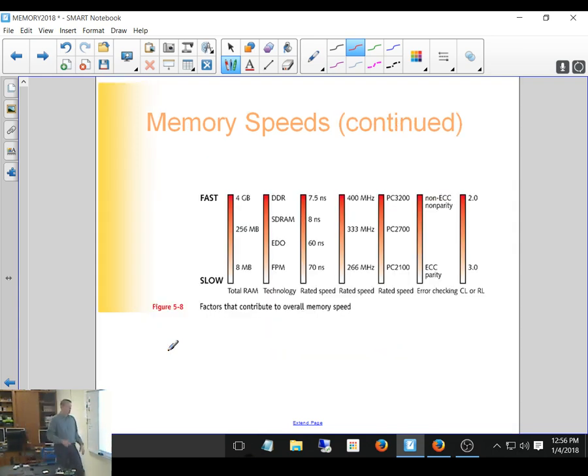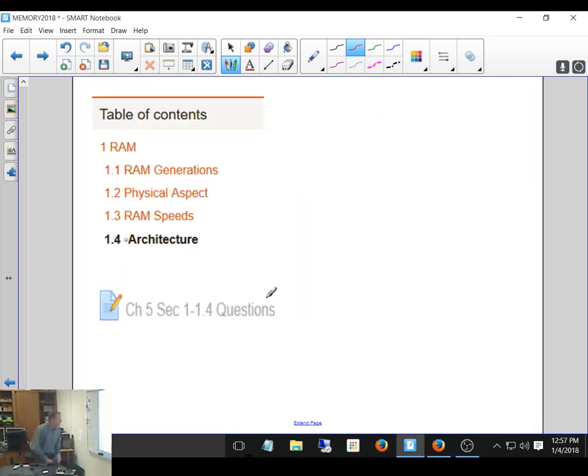So this is their chart. More RAM does not mean faster RAM. It means a faster PC, to a limit. The technology, DDR is all that exists anymore. These things don't even exist. Lower response time in nanoseconds, and that's a 7.5 and that's a 70, means more. Faster rated speed means more. This is obviously an old chart. Higher PC rating means more. A lower CL is better, and if it doesn't check for errors, and you're going to learn why, it makes it faster as well. So there's a bunch of things that go into speed of RAM.